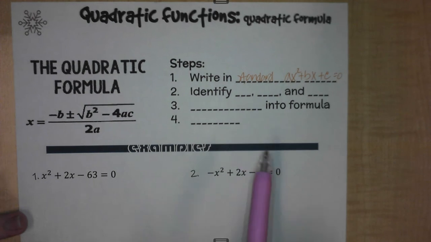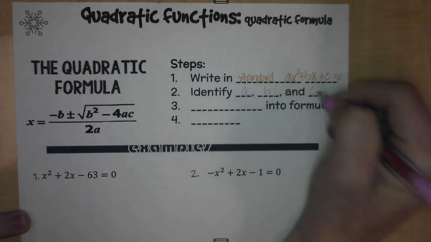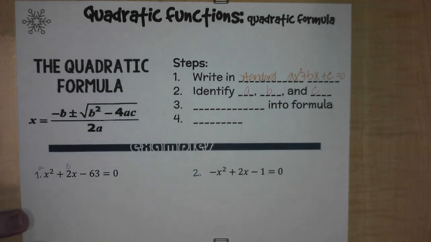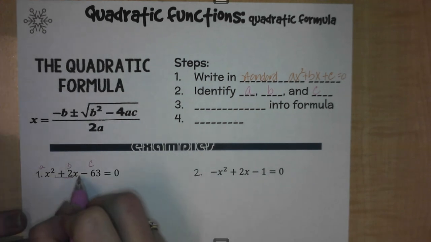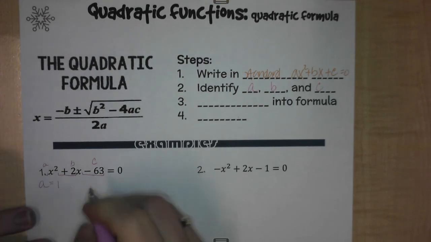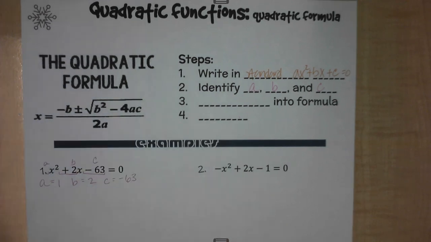Second step is identify our a, b, and c. So remember, the number in front of the squared term is a, the number in front of the x is b, and the last number with no variable is our c. Remember, your signs travel with your numbers. Also remember, if there is no number in front of a variable, that is 1. So a is 1, b is 2, and c is negative 63 in our first example.